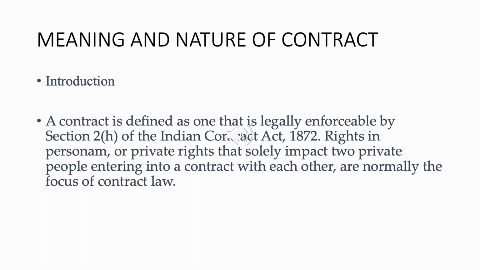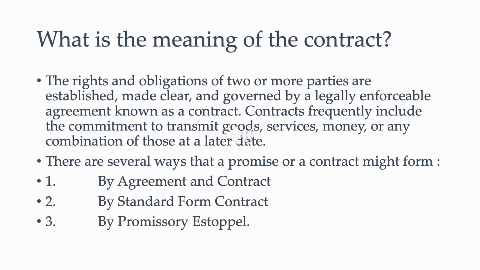Rights in personam, or rather we say private rights that solely impact two private people entering into a contract with each other, are normally the focus of contract law. So if we move on to what the meaning of contract is, the rights and obligations of two or more parties are established, made clear and governed by a legally enforceable agreement known as contract. Contracts frequently include the commitment to transmit goods, services, money, or any combination of those at a later date. There are several ways that a promise or a contract might form, say by agreement and contract, by standard form contract, by promissory estoppel.